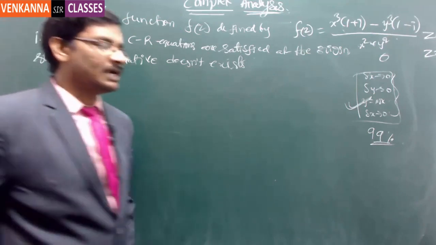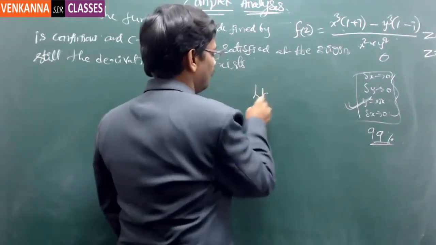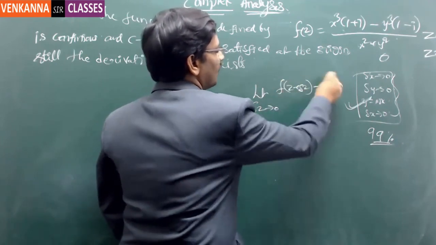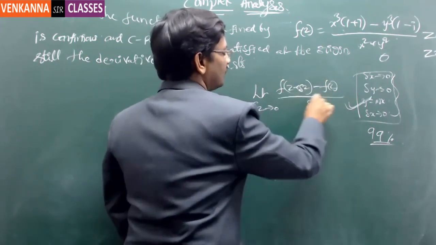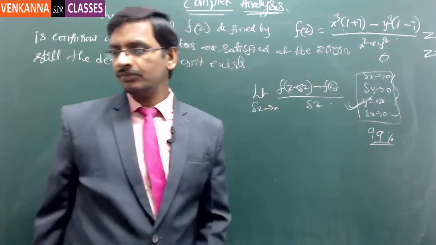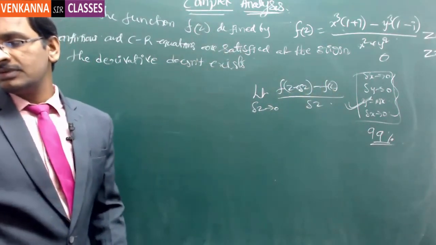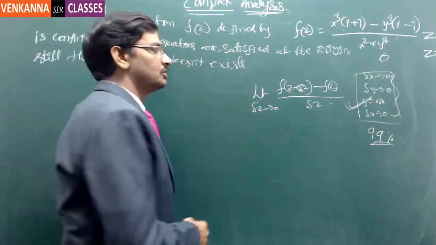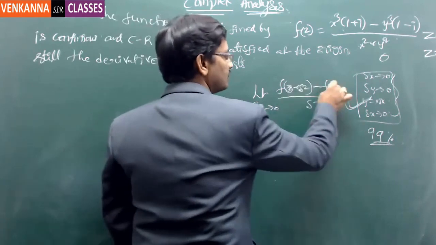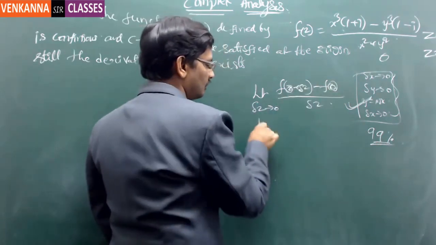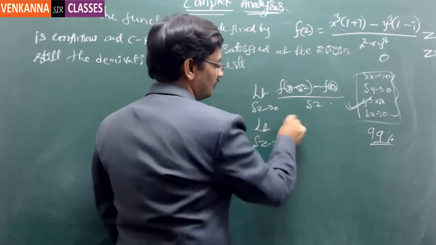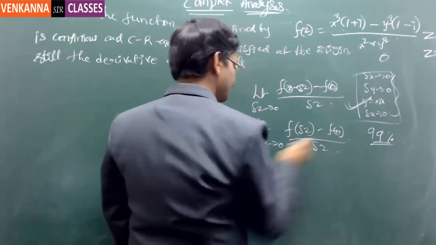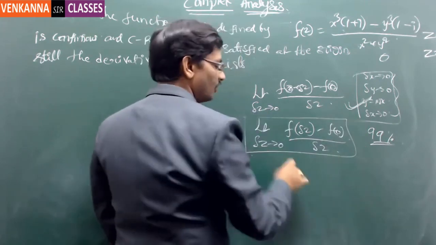Last is delta z tends to 0. The same thing, limit delta z tends to 0, f of z plus delta z minus f of z divided by delta z. This is the derivative, right? So in this derivative, at z is equal to 0, f of 0 is 0, right? So at z is equal to 0, limit delta z tends to 0, f of delta z minus f of 0 divided by delta z. This is what we are trying to do to find the derivative at the origin.